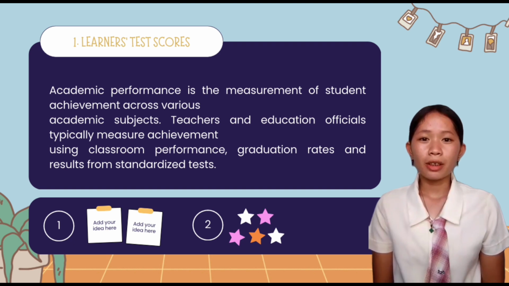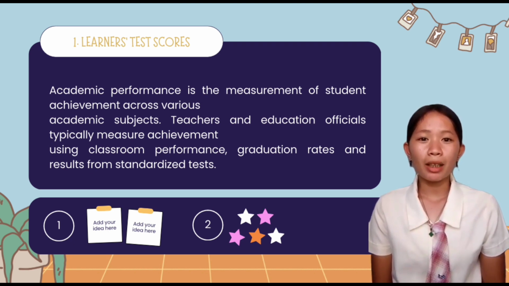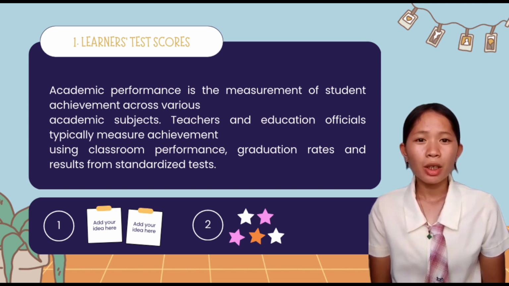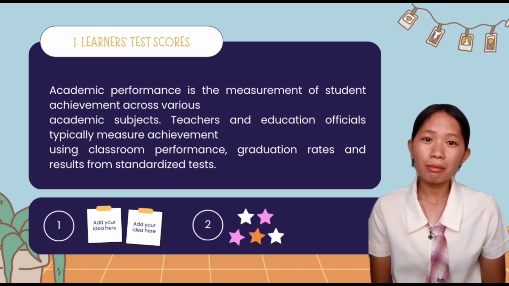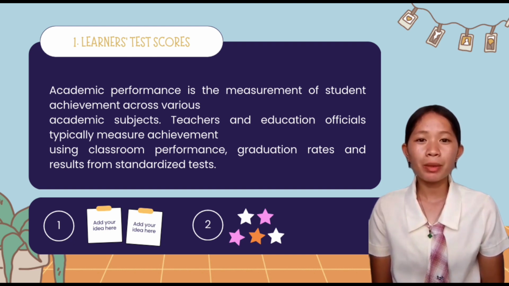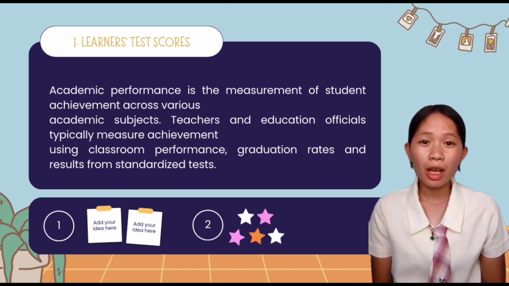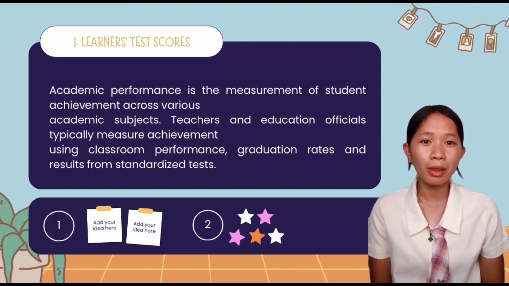Learner's test course: academic performance is the measurement of students' achievements across various academic subjects. When we say academic performance, it is academic achievement, which is the extent to which a student, teacher, or institution has attained their short or long-term educational goals. Examples of academic performance are grades, honors, awards, competitive results, and experiences that demonstrate the student's academic progress or engagement in students' life.